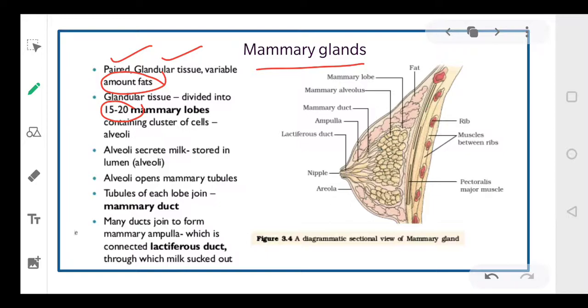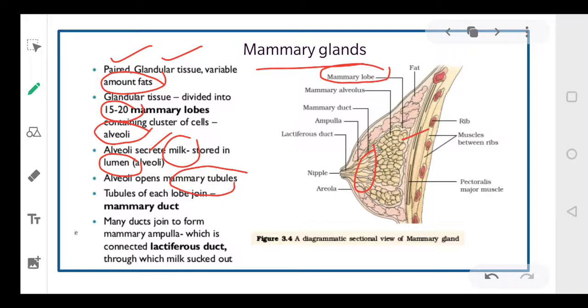Now these lobes are made up of special cells which are called alveoli cells. What do we call these cells? Alveoli cells, right? These alveoli cells secrete milk, and that milk is stored in the lumen. Okay, where is it stored? In the lumen. So there are 15 to 20 mammary lobes, isn't it? And the mammary lobes contain alveoli. They will release milk which is stored in the lumen, and from there it will open into the mammary tubules.